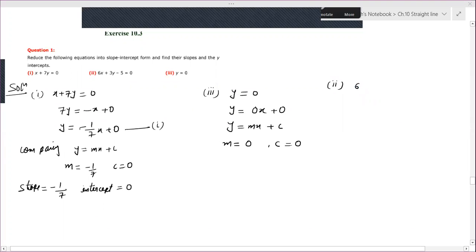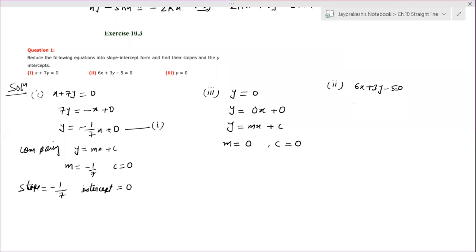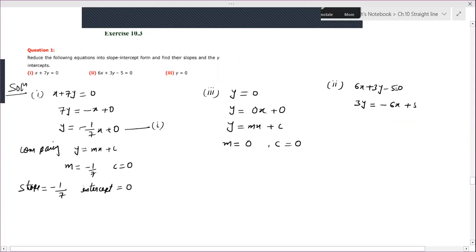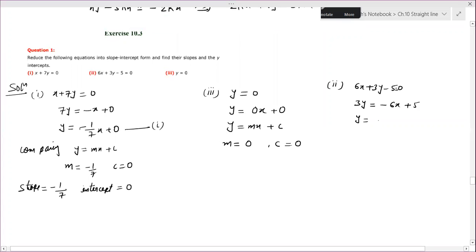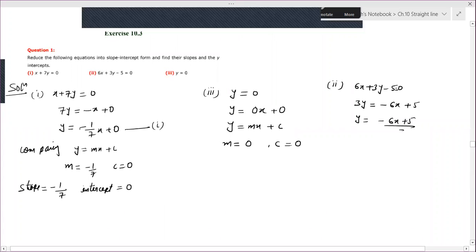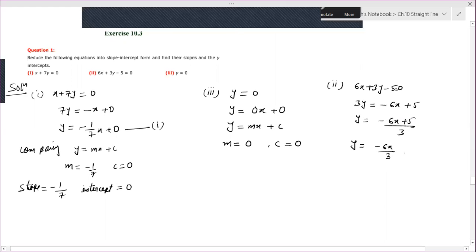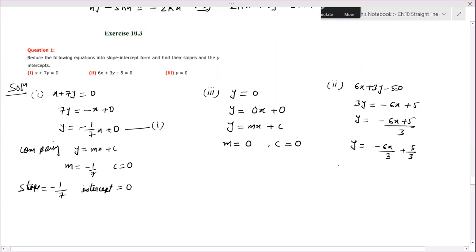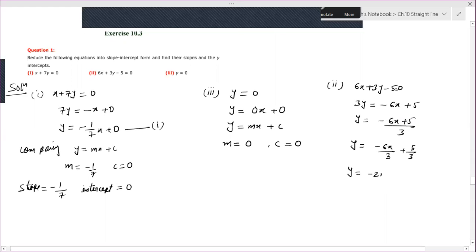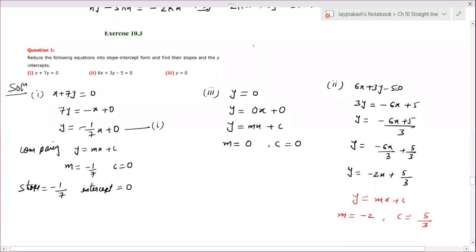So the second can be written as: we can write here 3y equals minus 6x plus 5, and then y equals minus 6x plus 5 upon 3. So this is the same for everyone.